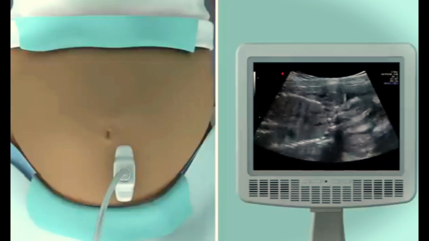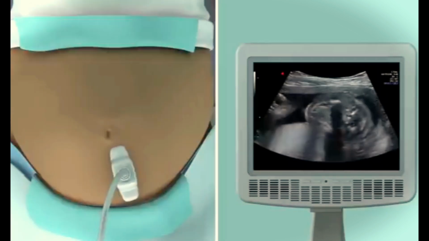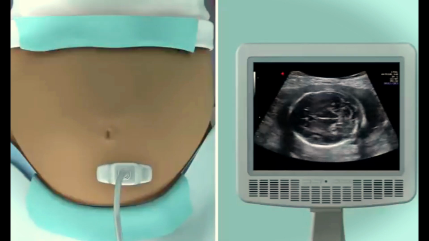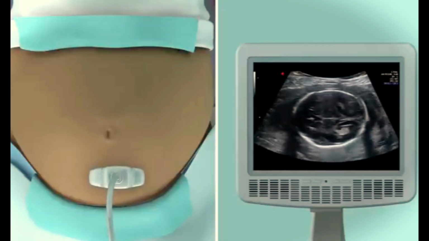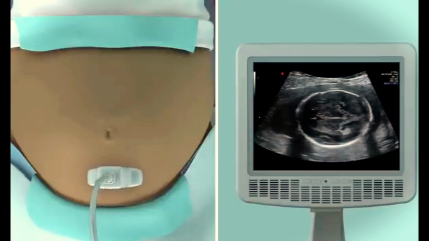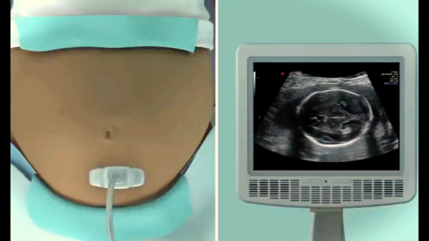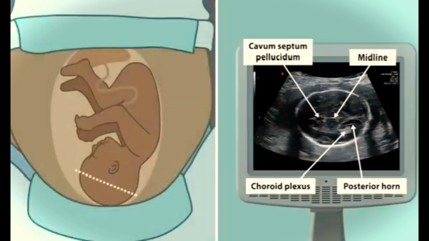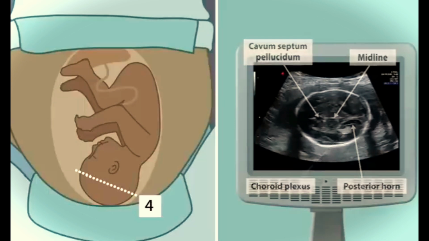From the longitudinal axis of the fetus, rotate the probe by 90 degrees at the level of the fetal head. Angle, slide, rotate, and then dip the probe to obtain the correct head shape and intracranial landmarks, which indicate the transventricular plane known as plane 4. Take the biparietal diameter measurement at the widest point across the skull.